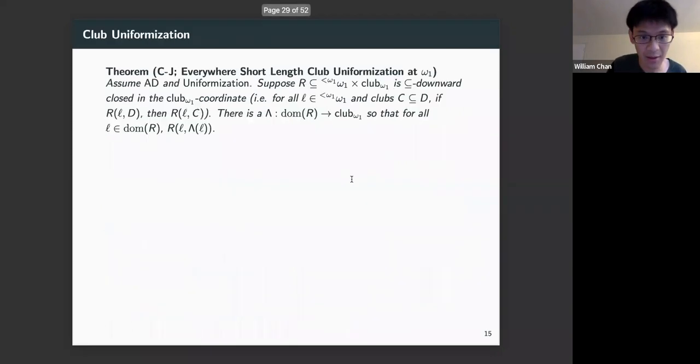Okay. So, so far we've been talking about functions that go from the lower dimensional partition spaces into the ordinals.